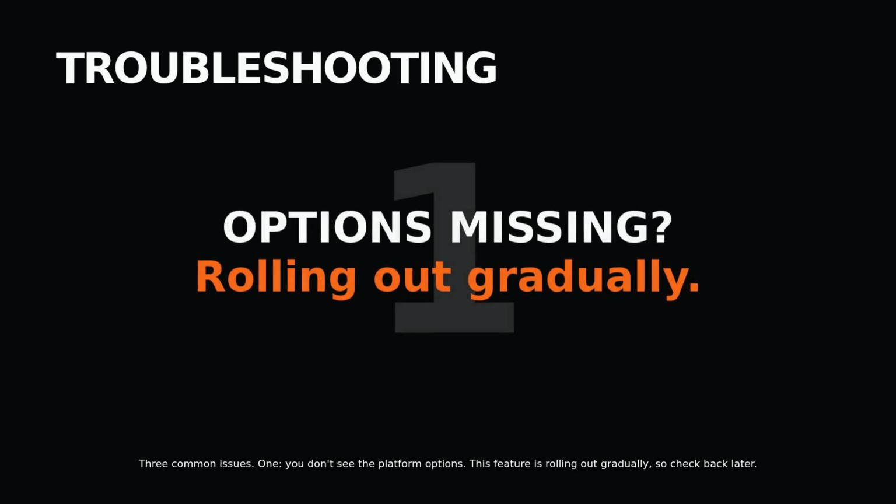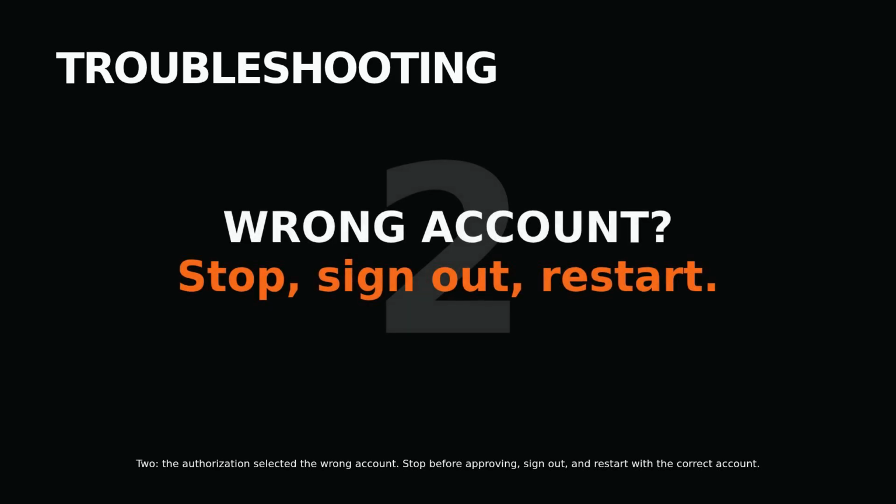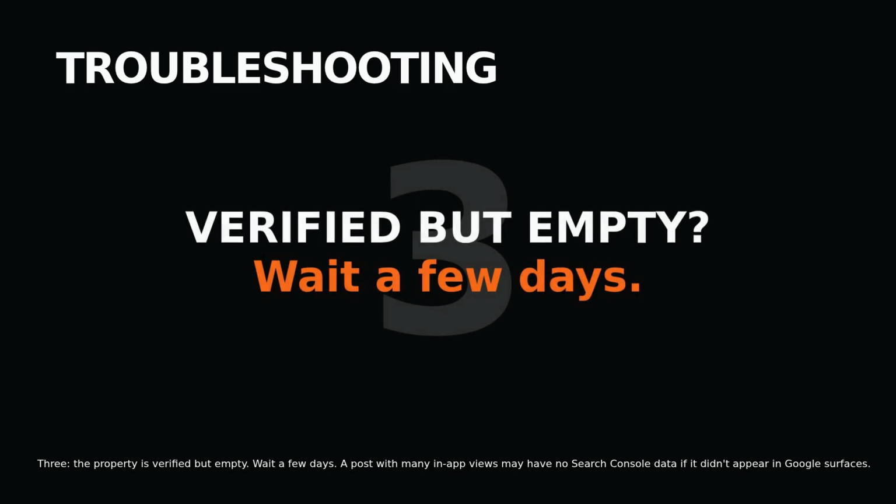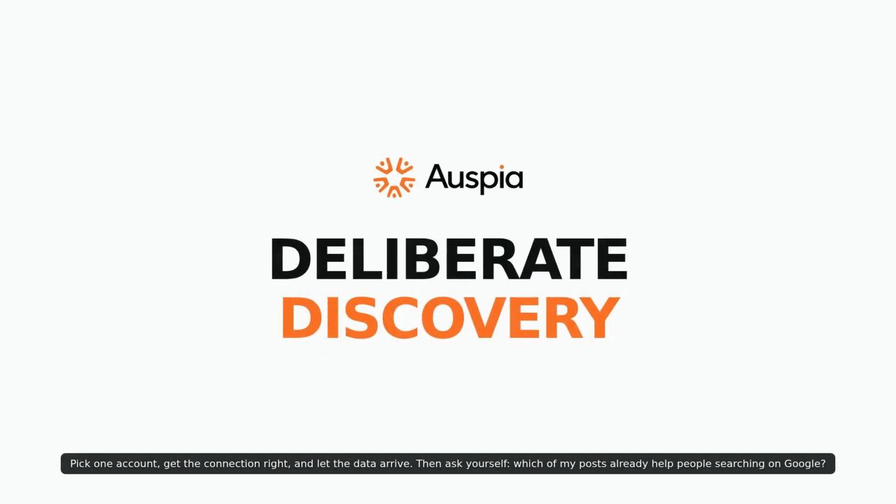3 common issues. 1. You don't see the platform options. This feature is rolling out gradually, so check back later. 2. The authorization selected the wrong account. Stop before approving, sign out, and restart with the correct account. 3. The property is verified but empty. Wait a few days. A post with many in-app views may have no Search Console data if it didn't appear in Google surfaces. Pick one account, get the connection right, and let the data arrive.